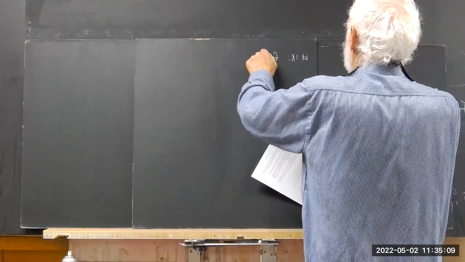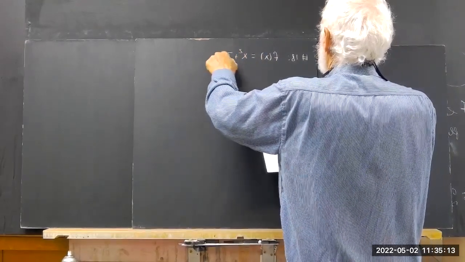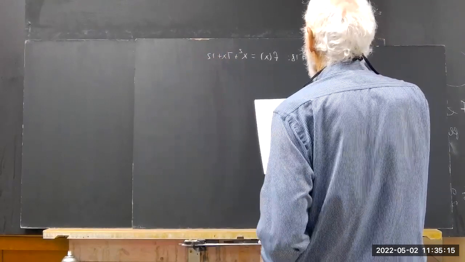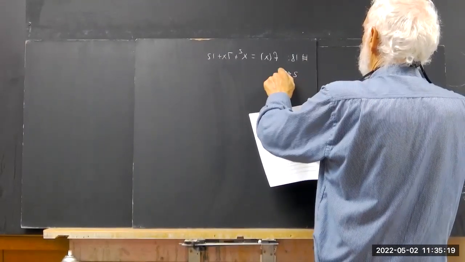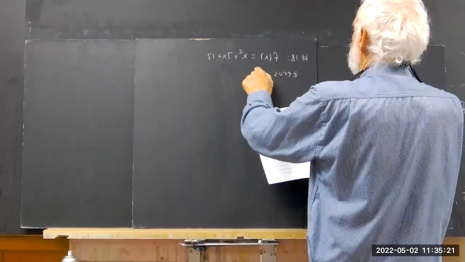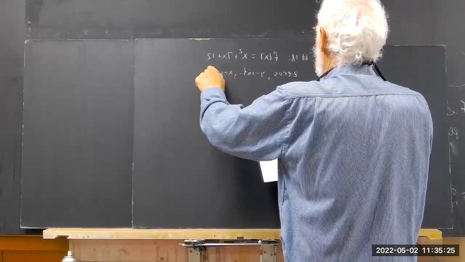Number 18, f of x equals x squared plus 7x plus 12. Asked for the zeros, y-intercept, x-intercept.